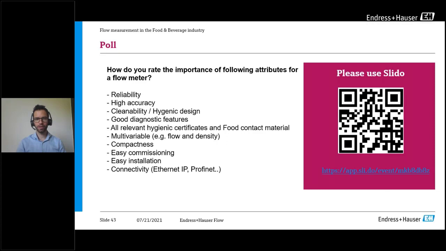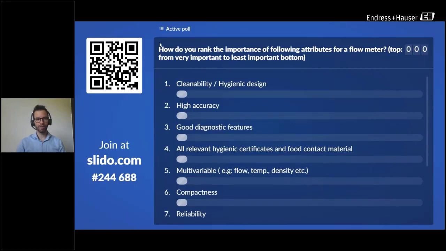So now we'll come to the last poll, and this one will take some time, and I'll go into it. You can scan it. The idea here is that you rank the importance of the following attributes of the flow meter from very important to least important.